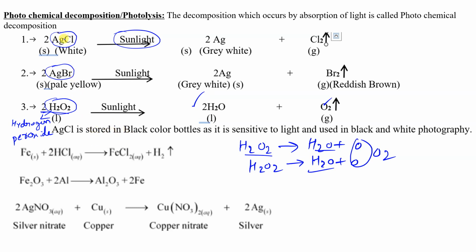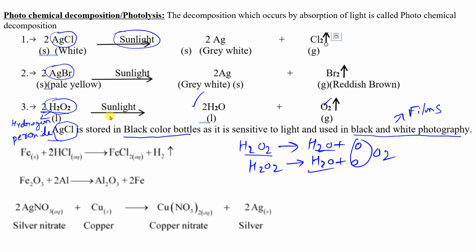As AgCl and AgBr are very sensitive towards light, they are stored in black colored bottles. And these are the chemicals that are used in black and white photography films. We call them films. In olden days, we had films in cameras. For those camera films, we use this.